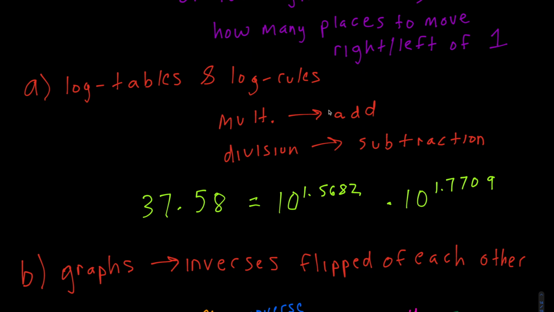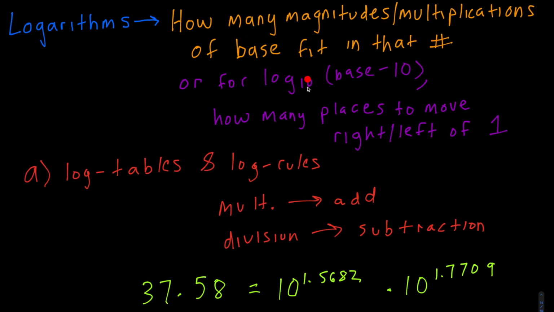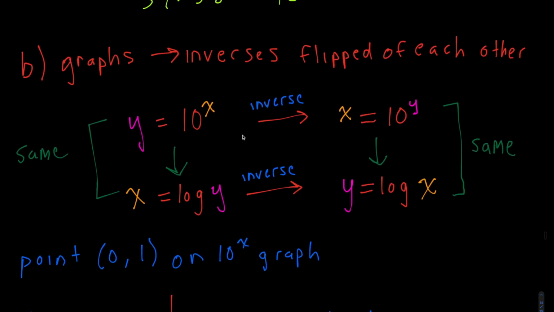Log of a times b is equal to log a plus log of b. So know those rules, and the other rules you can really tell by the exponents, if you understand that logarithms are basically asking how many magnitudes of multiplication of this base fit in the number. So again, that's the first part that we want to understand.